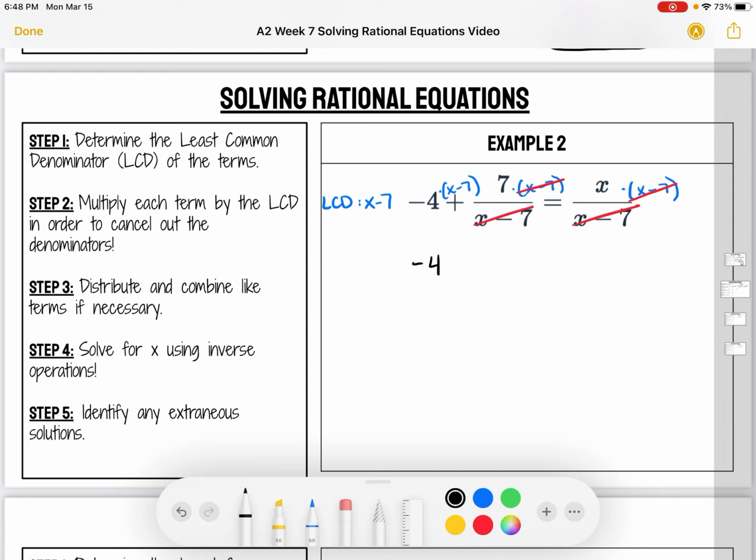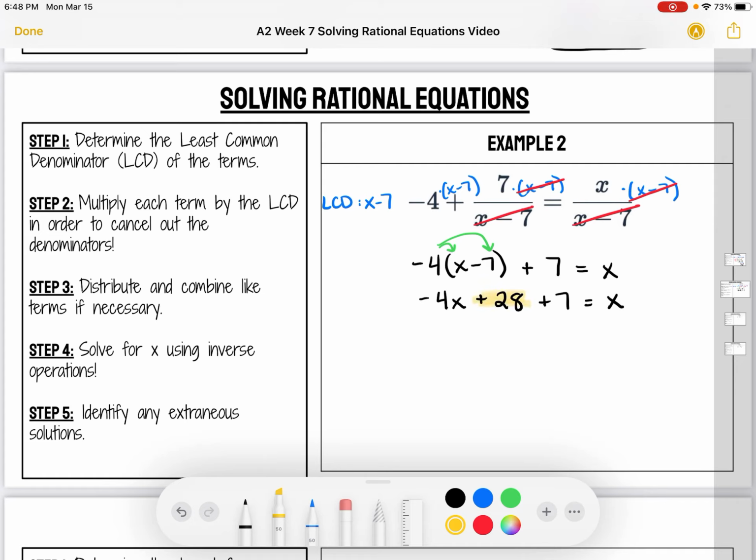So for the first term, nothing canceled out, so I still have the x minus 7 being multiplied with the negative 4. My next term, the denominator canceled out, so I'm left with 7. And on the right side, my denominator canceled out, so I'm left with x. Now I'm going to distribute the negative 4 to the x and the negative 7. So negative 4 times x gives me negative 4x. And negative 4 times negative 7 gives me positive 28. Carry down the plus 7 and carry down the equals x.